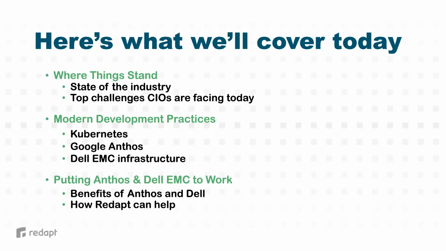And then once we have an understanding of the goals and some of the challenges, we'll dive more into the solution aspect of it, helping you with ideas around how some of the modern development practices and technologies such as Kubernetes, Google Anthos, and Dell EMC infrastructure could help in solving some of those challenges that you might have. Right? And then we'll follow through with some examples in terms of how we've implemented Anthos for some of our customers, and also talk about some of the benefits that you can see within your organization, and finally how Redapp as an organization can partner with you and help in the long term.